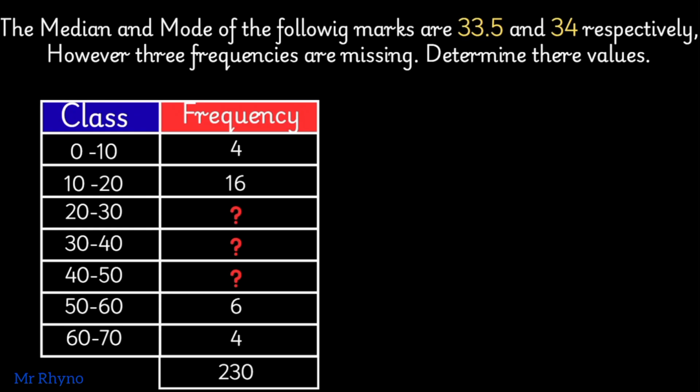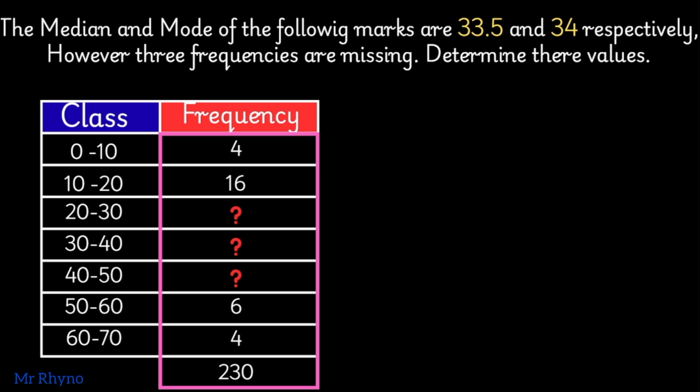This problem was a big surprise to statistics students. The median and mode of the following marks are 33.5 and 34 respectively. However, three frequencies are missing. Determine their values. We have this first column for class, and also we have this second column for the frequencies.